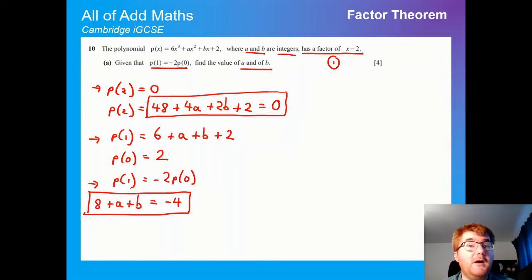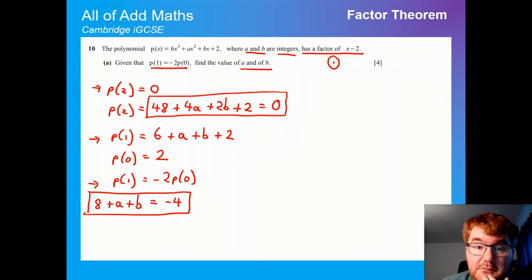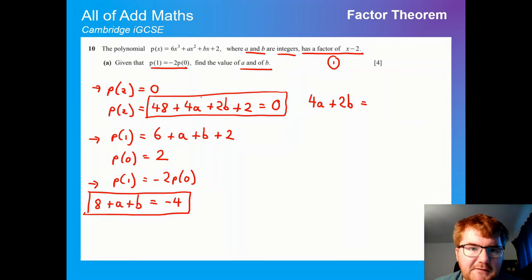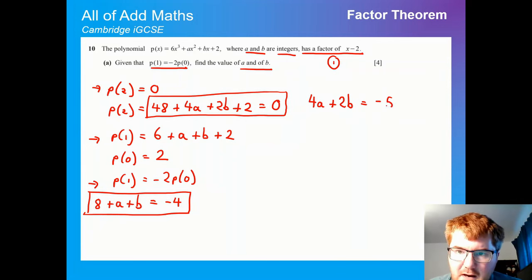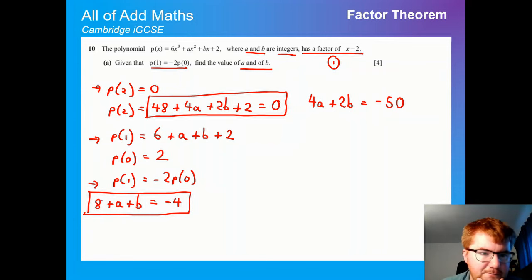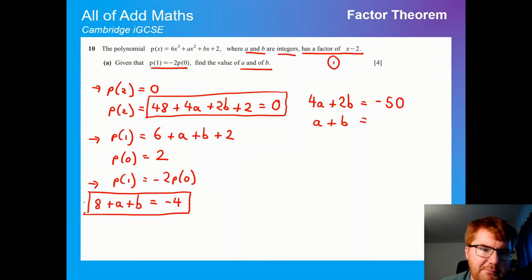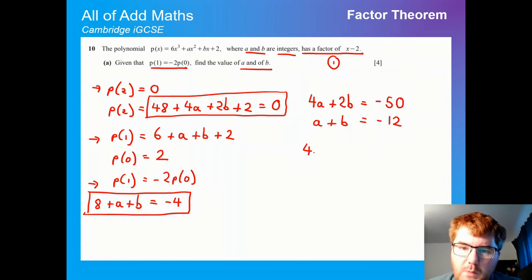And now it's that time where we need to generate our simultaneous equations. I'm going to do it very similarly to how I did the previous question. So I'm going to bring all numbers to the right-hand side of the equation. In this case, this is going to be 4a plus 2b. 48 plus 2 is 50. We bring it to the other side, so that's going to be minus 50. So that's our first equation. Similar process here, so we have a plus b. And then we bring the 8 to the other side, so minus 4 minus 8 is minus 12. Again, set up in that nice way so we can solve it.